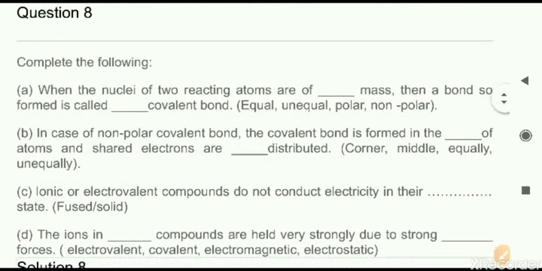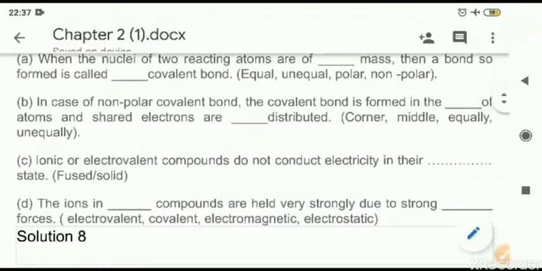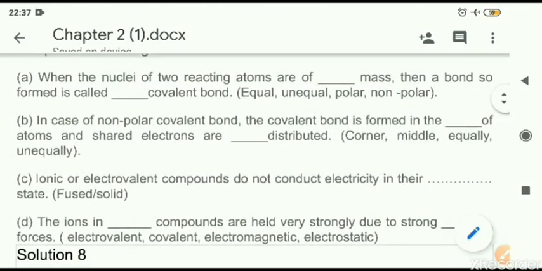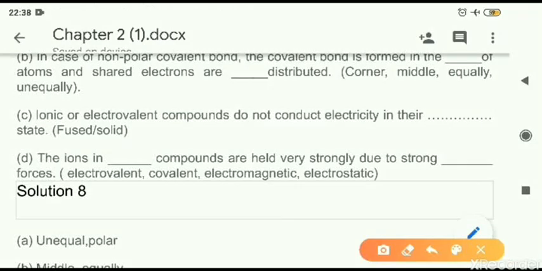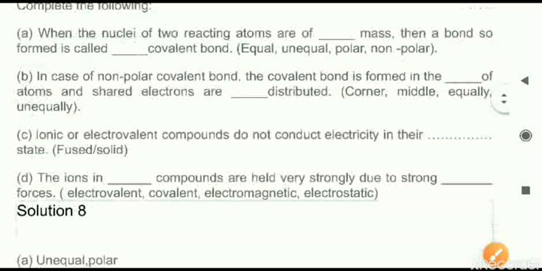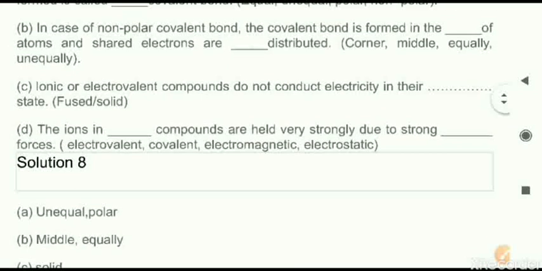Question number 8 now, fill in the blanks. First one: when the nuclei of 2 reacting atoms are of dash mass, then a bond so formed is dash covalent bond. If the 2 reacting atoms are of unequal mass, then you can say it is a polar bond. So in the polar bond, the atoms are of unequal mass. B part now: in case of the non-polar covalent compound, the covalent bond is formed exactly in the middle, and the shared electrons are equally distributed. Second dash will be equally distributed.